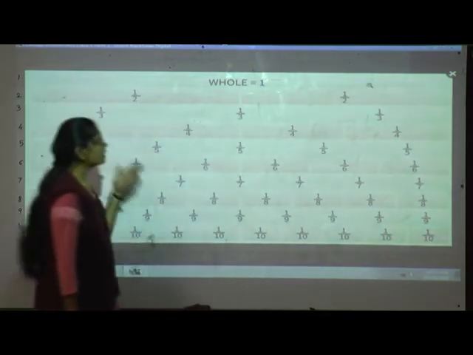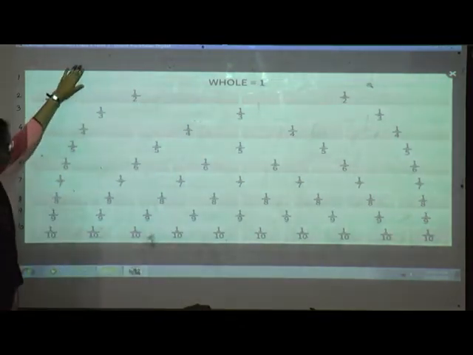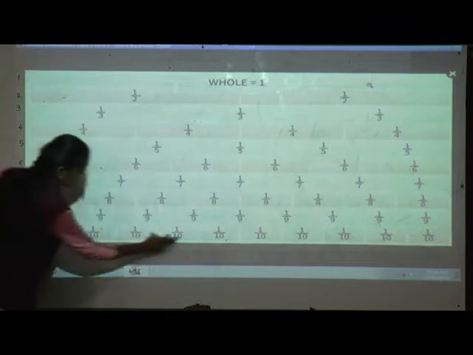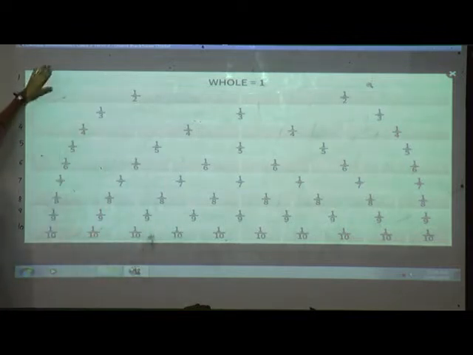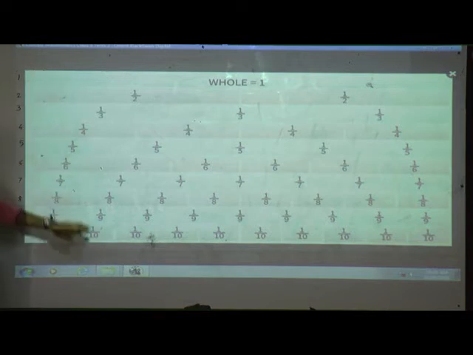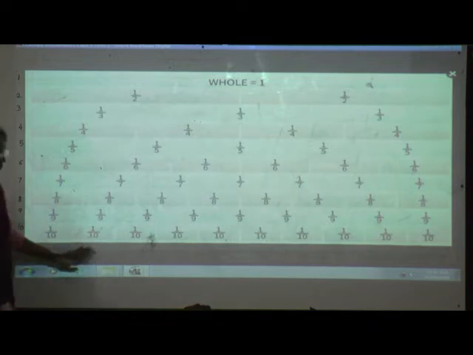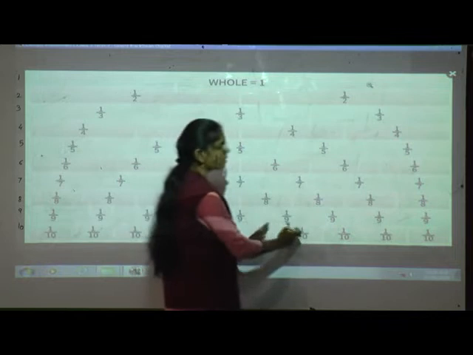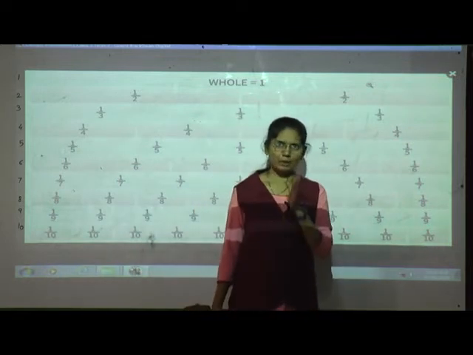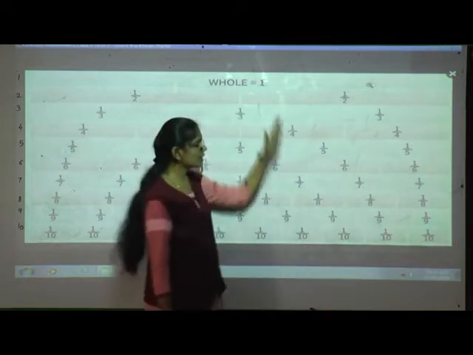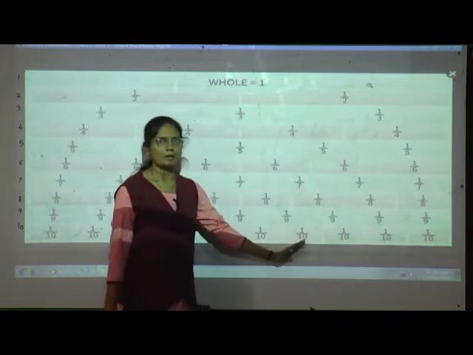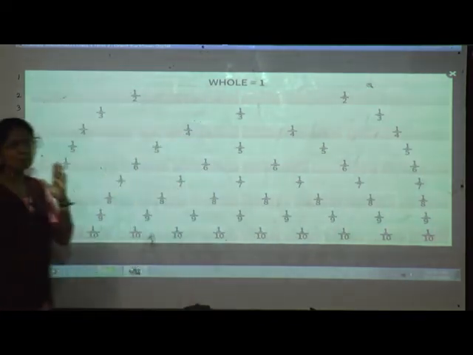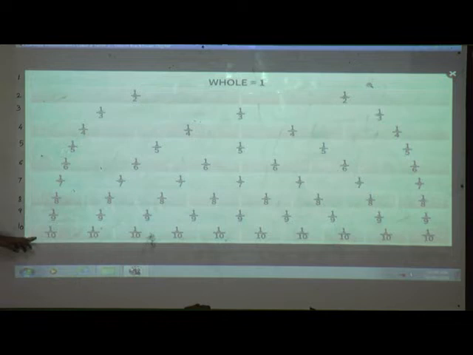In this way, if we divide this whole into 10 equal parts, now say students, this last row, if we divide this whole into 10 equal parts, then what is the fraction of each part? 1 by 10. What is the fraction of each part? 1 by 10, because the whole is divided into 10 equal parts. So the fraction of each part is 1 by 10.